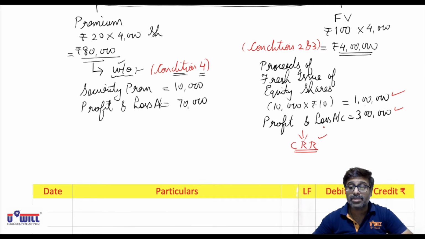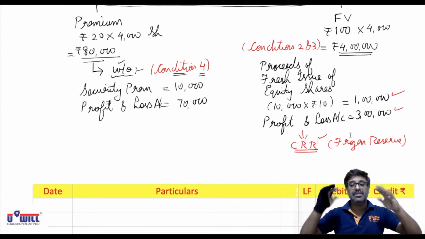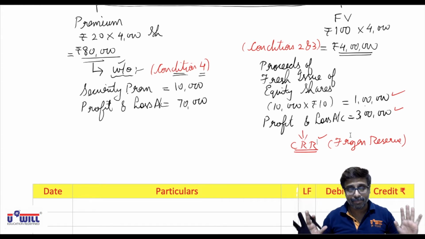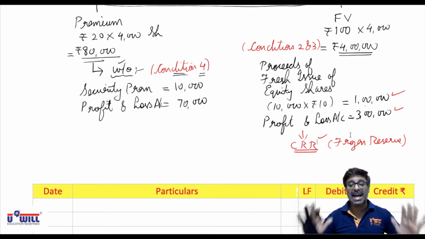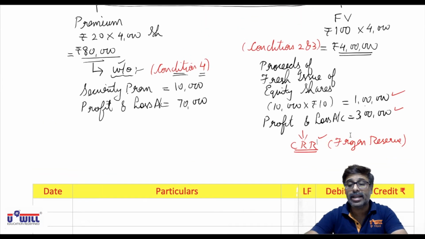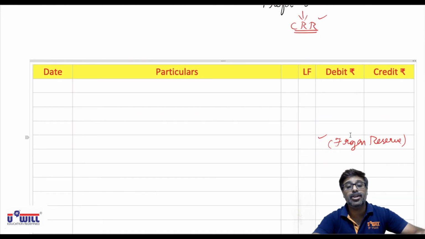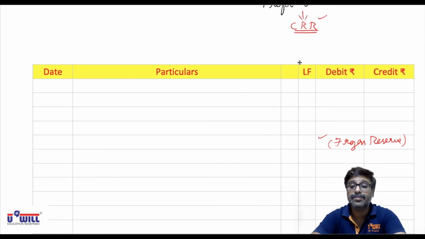Okay. This capital redemption reserve you consider like a frozen reserve. Frozen reserve means you can use it only for one purpose, that is bonus shares. So capital redemption reserve is as good as share capital only, because sooner or later it is going to get converted into equity shares. Now all of you make the format for journal entries in the books of the company. Okay, pause the video and make this format of journal entries.